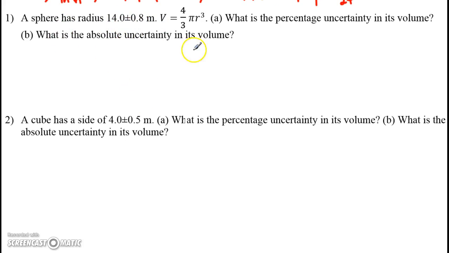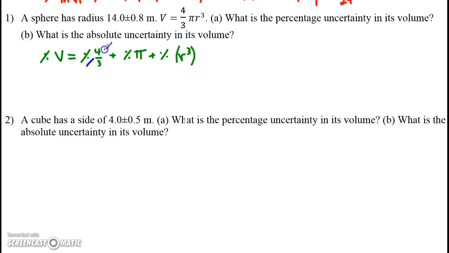Let's take a look at number 1. A sphere has a radius of this. There's the volume of a sphere equation. Find the percentage uncertainty in the volume. Here's what you do. The percentage uncertainty in the volume, well, let's see. To get the volume, you multiply these three things. Whenever you multiply three things together, the percentage uncertainty is found by adding the percentage uncertainty in 4/3 plus the percentage uncertainty in pi. You see, this sounds a little strange, doesn't it? Plus the percentage uncertainty in r to the third.